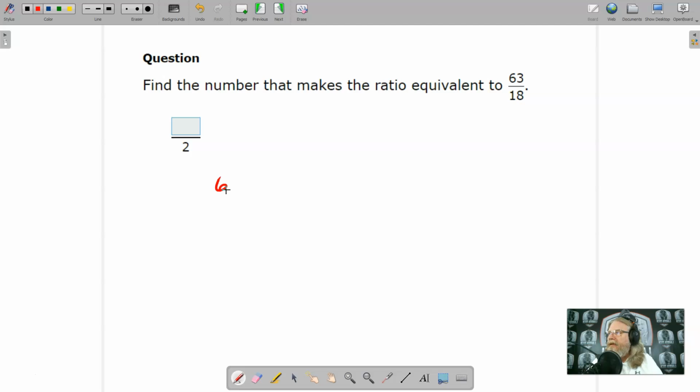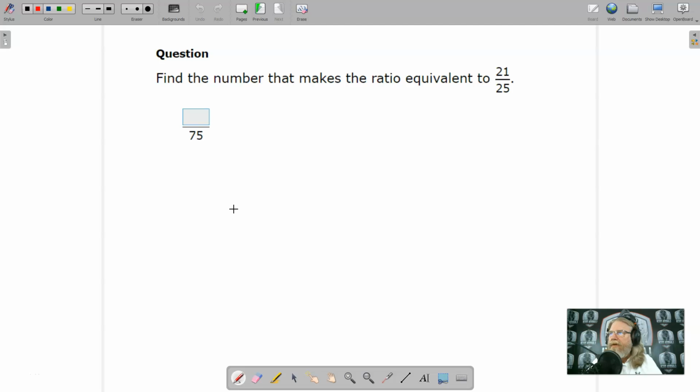Here we have 63 to 18. And we want to go ahead and compare that to x to 2. So 18 to get to 2. Well, I know that 9 times 2 is 18, so I must be dividing by 9. So let's go ahead and divide the top by 9 as well. And 9 times 7 is 63, so 63 divided by 9 equals 7. So our answer is 7.